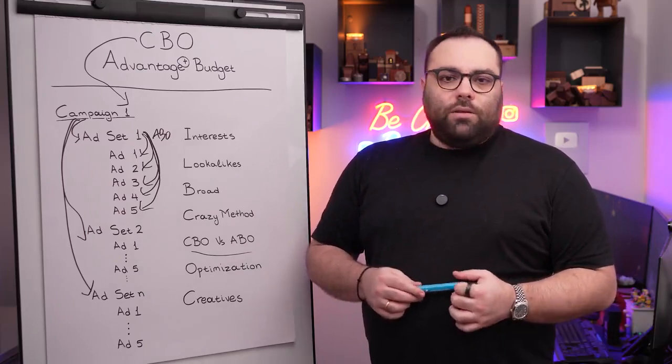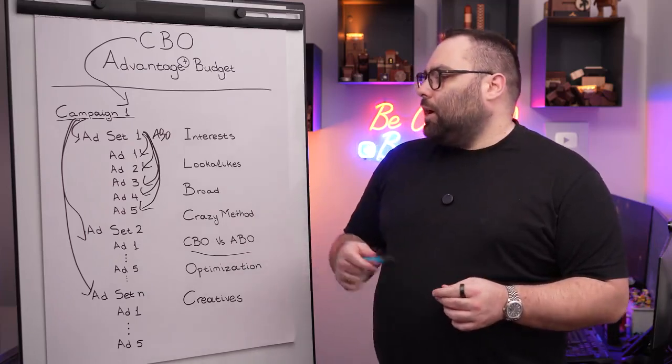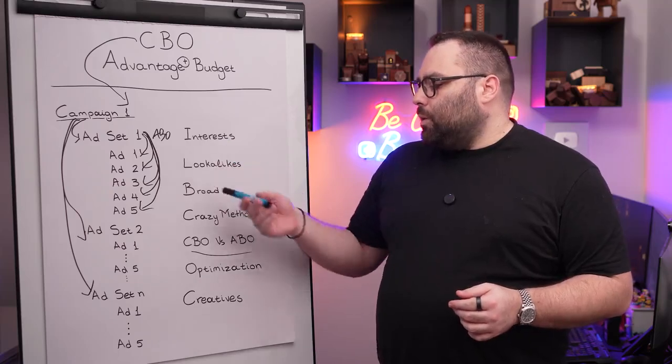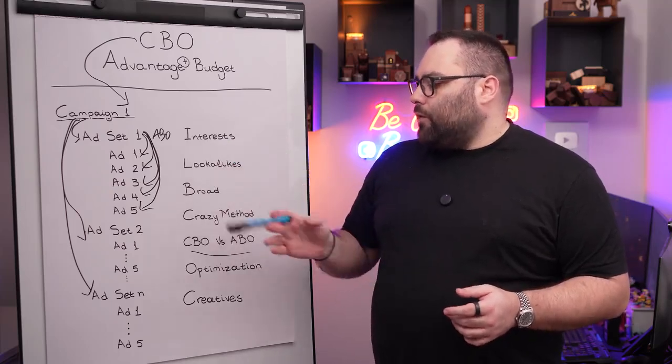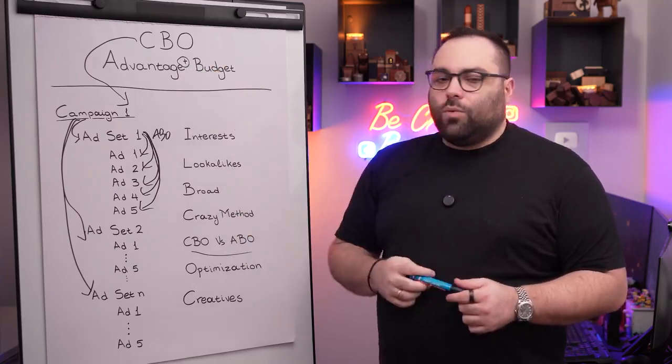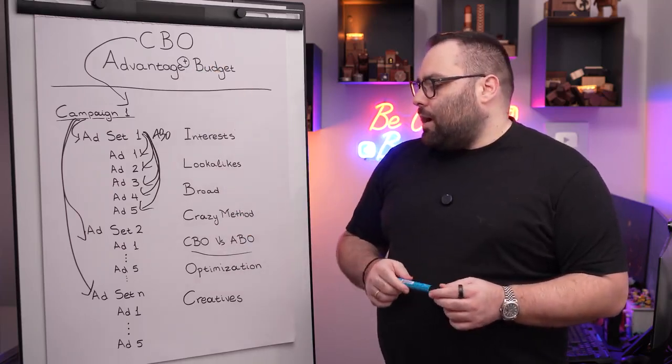You can do 1 million things with CBO, including interests, you can do lookalikes, you can do broad, you can do crazy method. Okay, of course, crazy method means CBO. We cannot do crazy method without having a CBO campaign.